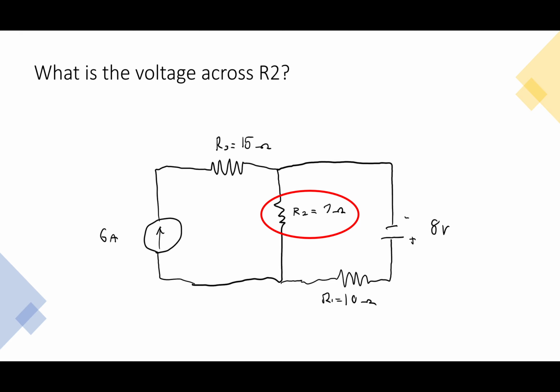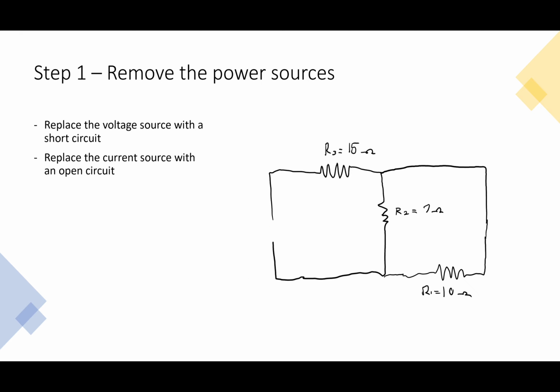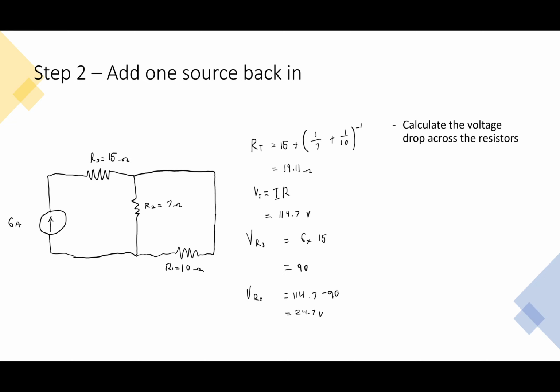So, moving into the superposition theorem, we're going to use step 1, which is to remove our power sources. Replace your voltage source with a short circuit, and replace your current source with an open circuit. Then, as you may be thinking, step 2 is going to be add one source back in. In this example, we're going to add back in our 6 amp current source.